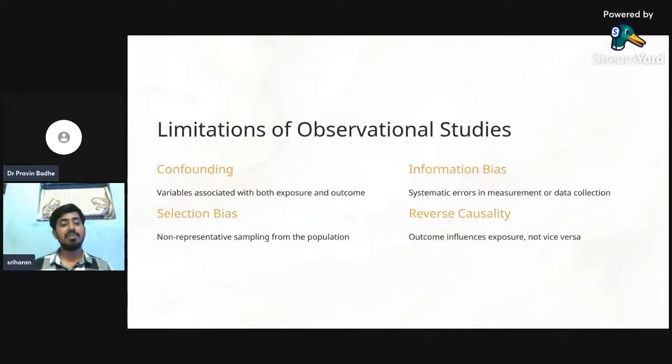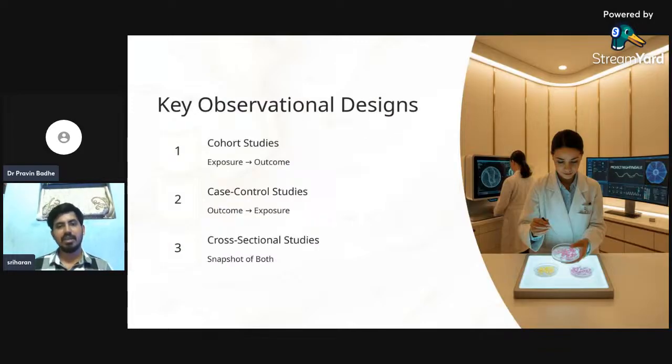Selection bias: sometimes we select patients so that the result will be favorable to us. So we select the patients out of favoritism toward our result. And reverse causality: we do not know which came first, the exposure or the outcome. We simply look at the outcome and the exposure, and we don't know which arose first. Key observation: the observational study has three large designs, the cohort study, the case-control study and the cross-sectional study. We will look at them in the following slides.